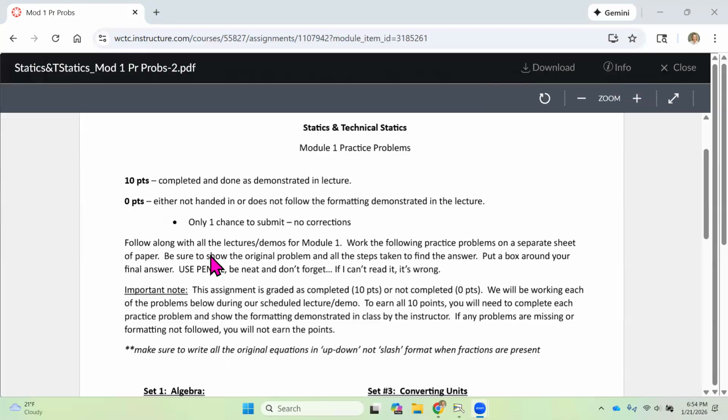Okay, so now the next thing it says, follow along with our lecture demo in Module 1, work the following practice problems on a separate piece of paper. So you want to get out a piece of paper. It can be lined, it can be not lined. I have some extra paper if anybody needs some in the room. So you're just going to work this on an extra piece of paper.